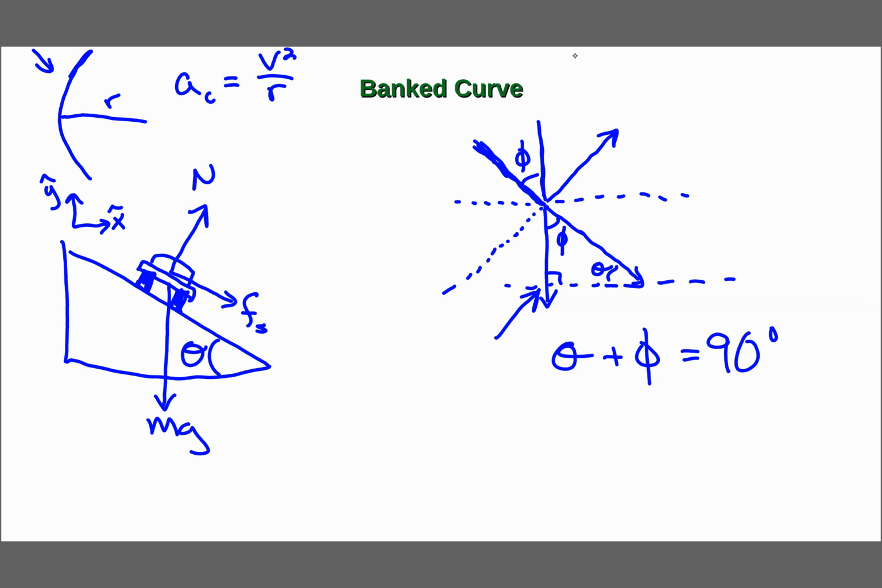And then this one is the angle of the ramp, right? And then this guy here is the normal force, and they make a 90-degree angle, right? But phi of that 90-degree angle is here, so then this must be theta of that 90-degree angle, because phi and theta add up to 90 degrees.